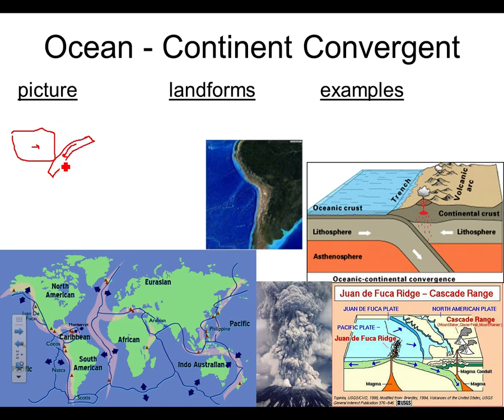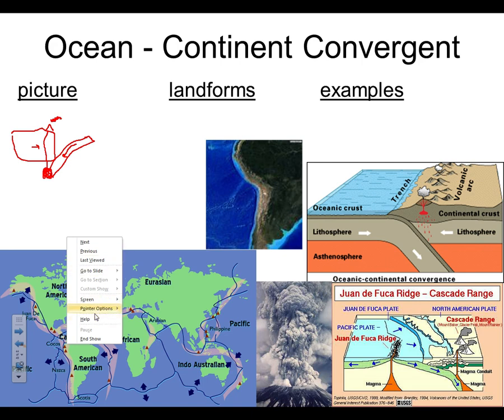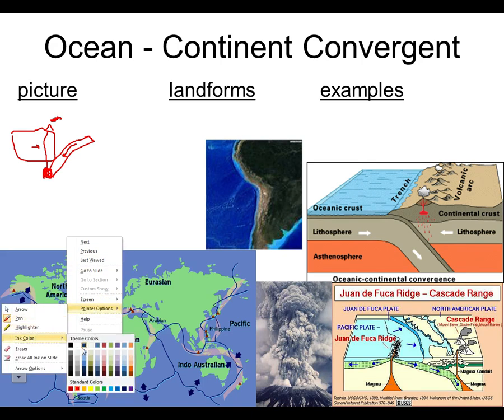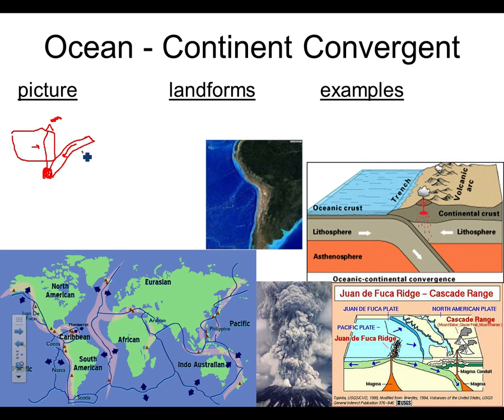As it dives underneath, it's going to melt. Some of that is less dense, it's going to work its way up, and it's going to make volcanoes. Now, this whole zone here, let me switch colors really quickly. This whole zone here, that is called a subduction zone. Word you're going to need to know, subduction.